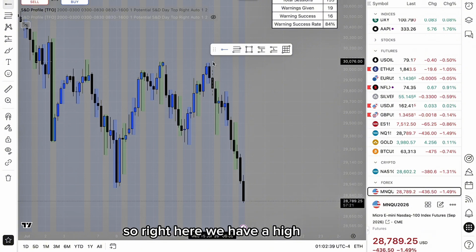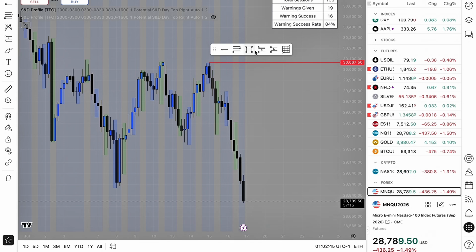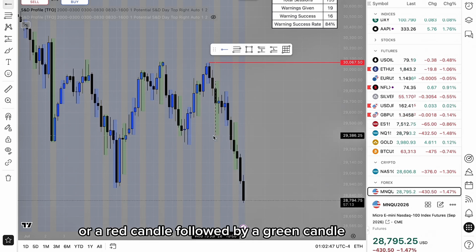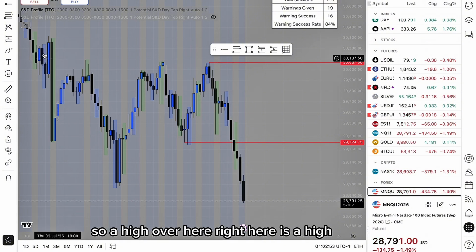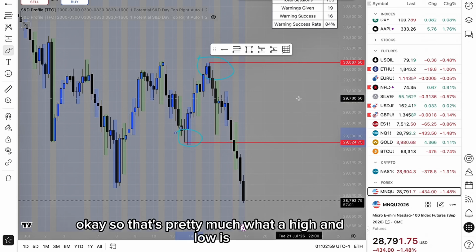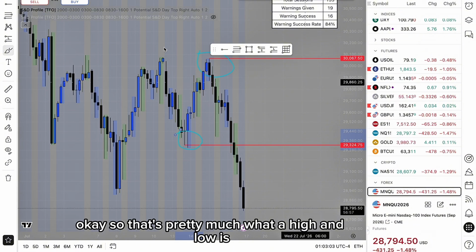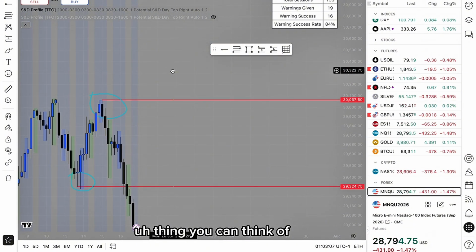So right here, we have a high. A low is a down candle, a black candle followed by a blue candle, or a red candle followed by a green candle. So here we have a low. So this is a low. A high over here, right here is a high, and we have a low over here. Okay, so that's pretty much what a high and low is. That's probably the simplest possible thing you can think of.